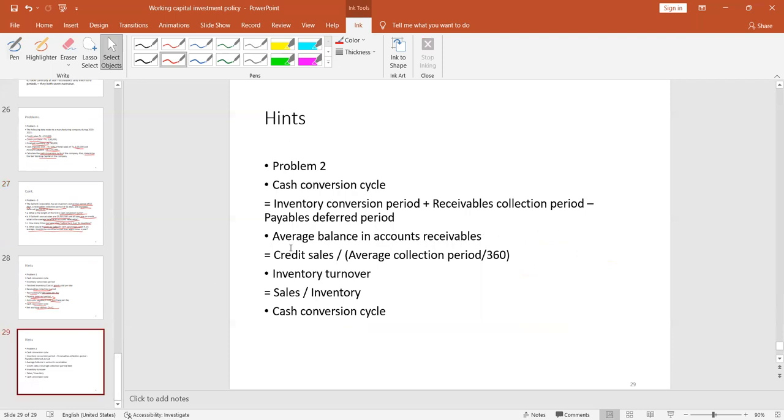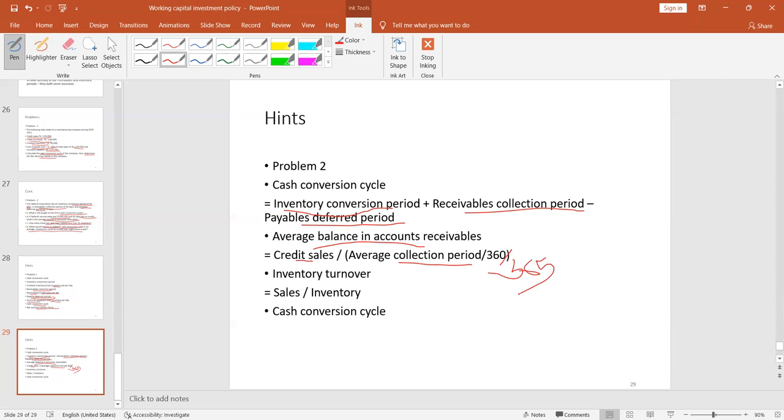First, you must know your cash conversion cycle. You know the formula is direct: inventory conversion period plus receivable collection period, minus payables deferred period. Another question was the average balance in accounts receivable. How can you calculate it? Credit sales is given, or not? Given, sir. Collection period is given, or not? Given, sir. So divided by 360 or 365?